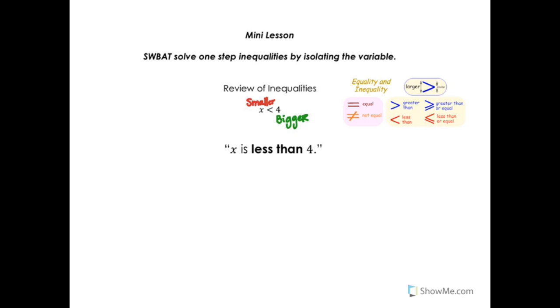So this means that x represents some number that is less than or smaller than the number 4. Here 4 is our boundary. That means x can be any number that is smaller than that boundary or smaller than 4. However, it does not include 4. It can only be smaller than that value. Unlike an equation where x represents one specific number, in an inequality, the value of x can change.